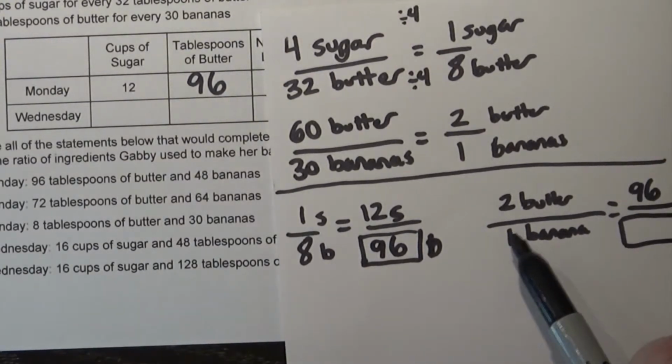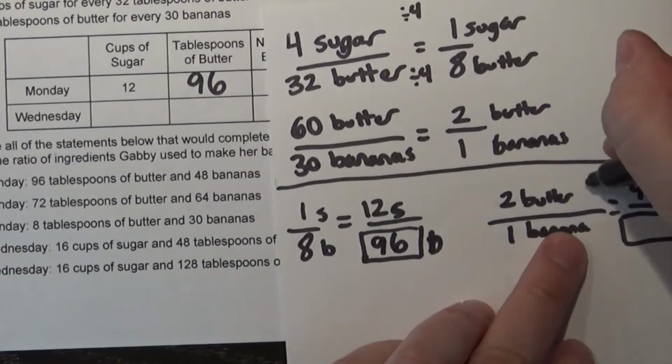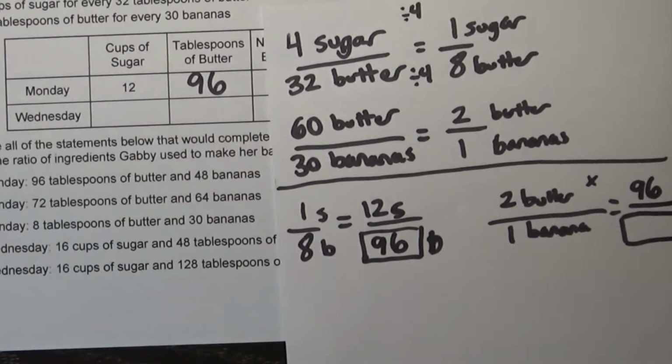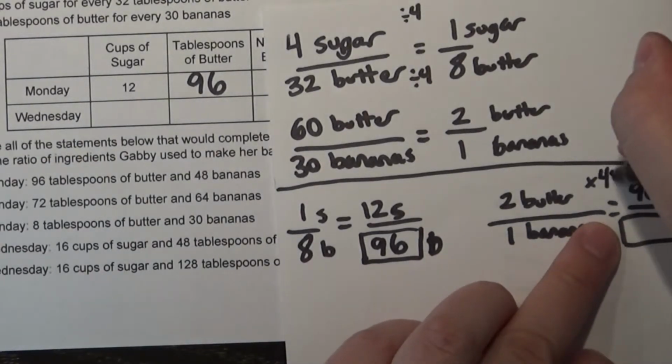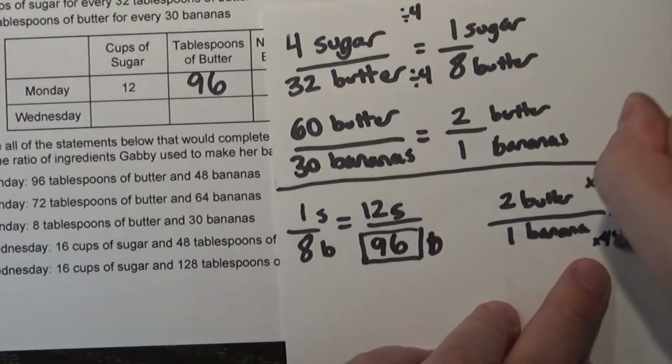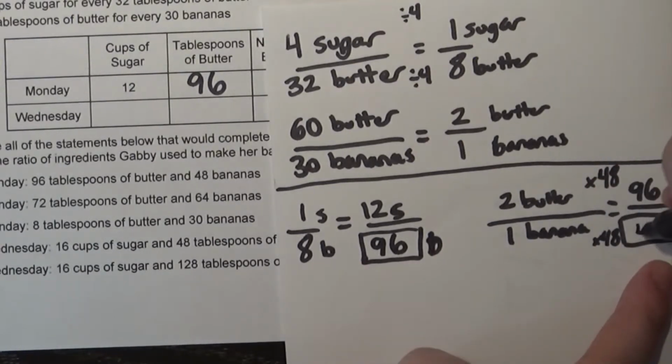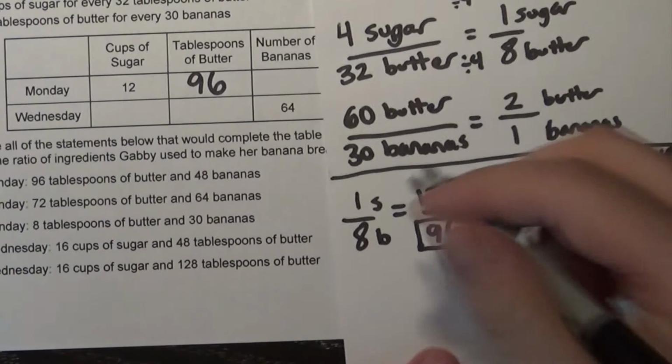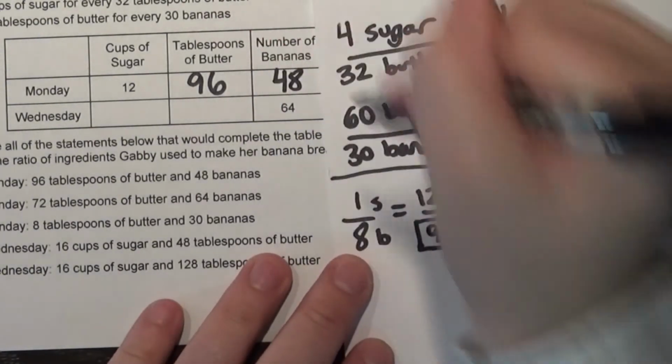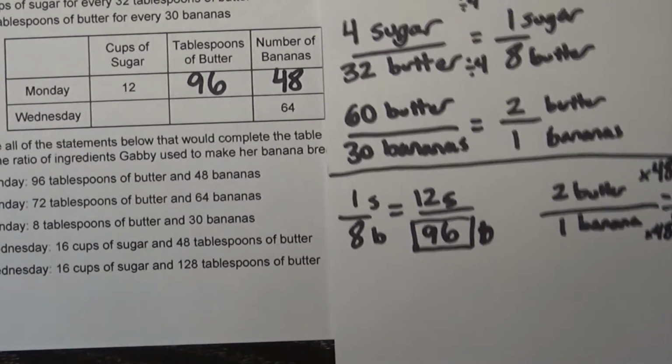If you're not sure what it is, just take 96 and cut it in half. We're going to end up with 48. Okay, that means I need to multiply my 1 banana times 48 and get 48 bananas. So in this box, I know that's going to be 48 bananas. Okay, and I did that with some simple equivalent ratios.